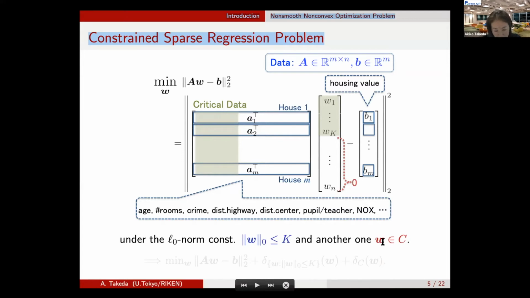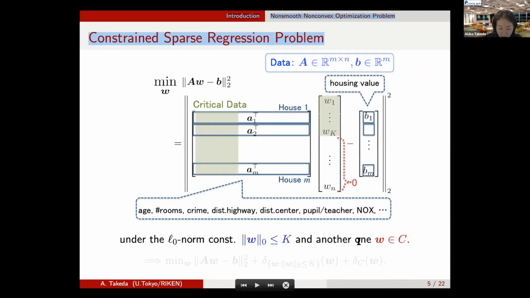Sometimes we want to add additional constraints. For example, some weights need to be positive or negative. In this case, maybe an older building will decrease the housing value, so this weight needs to be negative. For that purpose, we can add a non-positive constraint for W1 like this. Or if the order is important, the absolute value of W1 should be larger than or equal to the absolute value of W2, for example, then we can add such a constraint in C. So anyway, we can make the problem setting more realistic by introducing those constraints.